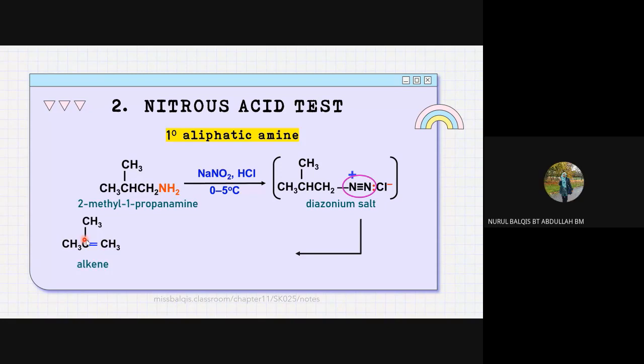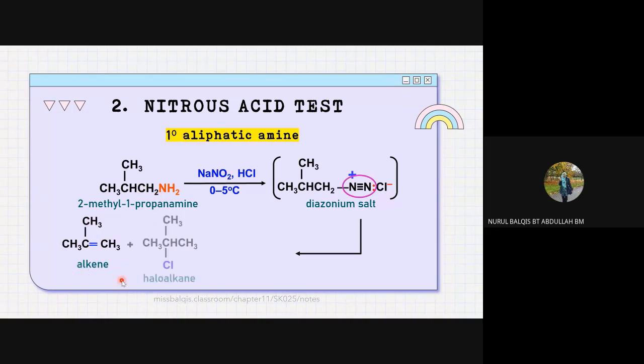Yes, Miss. Awak buat kat sini pun sama, awak buat kat sini pun sama. So, dia tak adalah major product ke minor product. So, memang ini je lah only product kita. So, the first compound to be formed from this primary aliphatic amine of nitrous acid test akan dapat alkene.